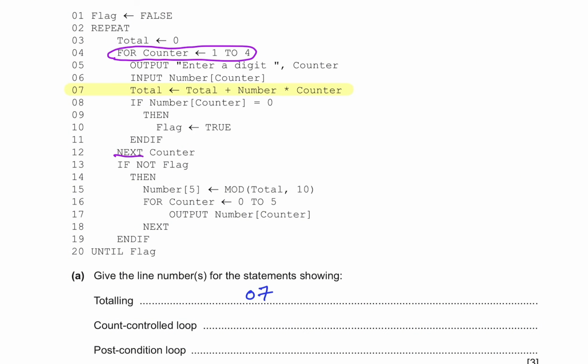And when the counter is being entered, so next counter. All right, so this is line 04 and 12. Post condition loop is also available. This is repeat, and repeat until.